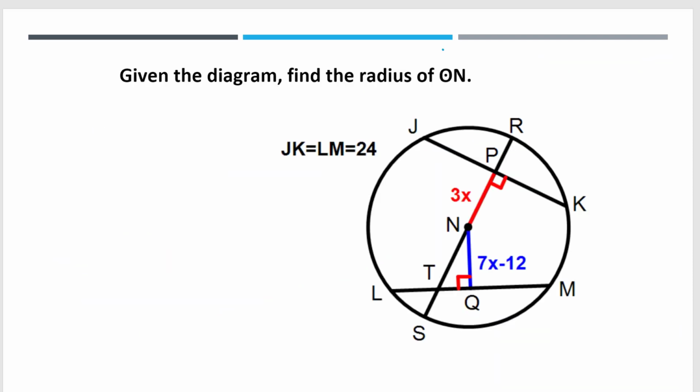Now it's your turn to try. So pause, try this question, and then check your answer.